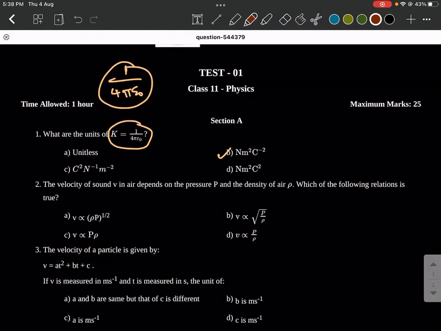Now, you have learned units and dimensions. You have learned units and measurements. Did they complete it? Halfway. What have they taught? Till where is it completed? Dimensional analysis. So these are all based on dimensional analysis. So take your notes and start writing.